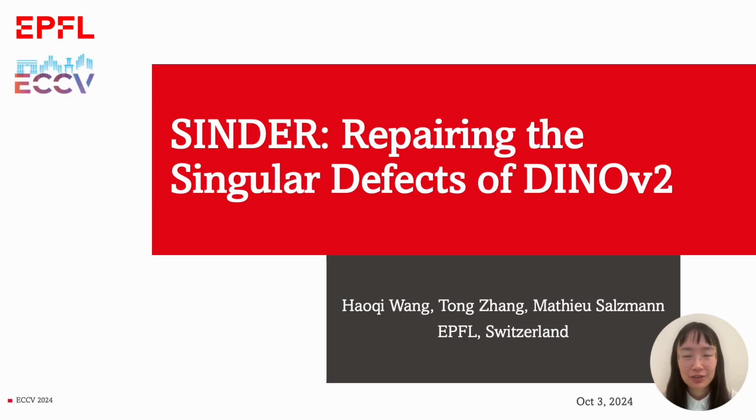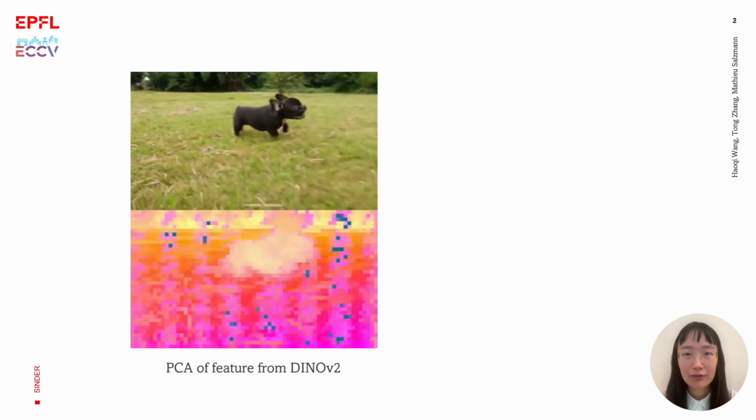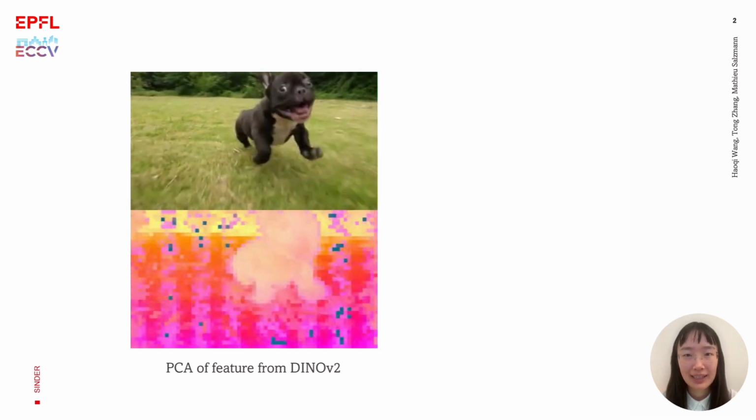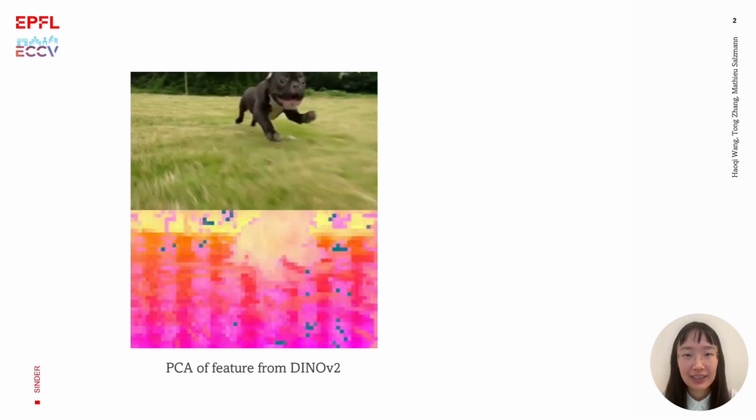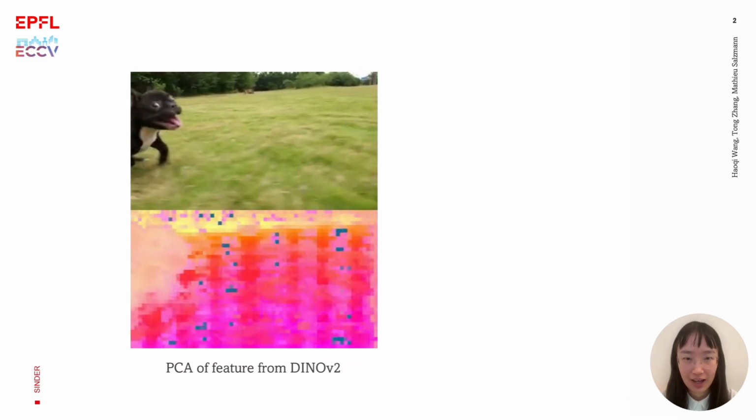This video introduces the paper SINDER, Repairing Singular Defects of DINOv2, published at ECCV 2024. DINOv2 is a powerful vision foundation model that is widely used nowadays. The video below is the visualization of the DINOv2 feature of this running dog.